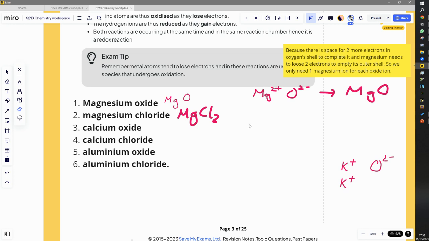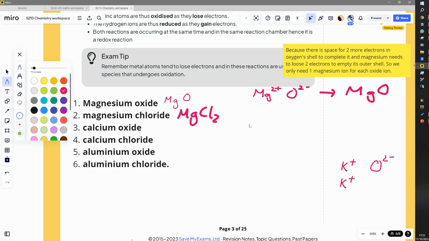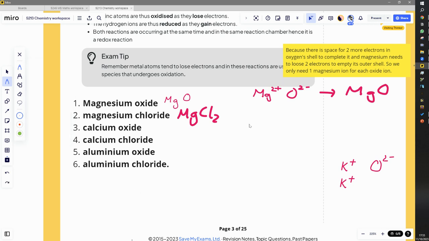Let's have a look at the rest of them then. I'm just going to make this pen a bit thinner. Calcium oxide. Calcium, I know, is in group 1. Oxygen's in group 2. So calcium would become Ca+. Oxide is O2-. So I need another one of these to cancel out the charges. So the formula is Ca2O.